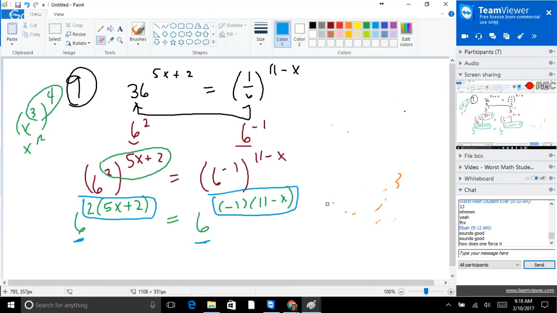Okay, so now we know that since we have the same base, we can just set the exponents equal to each other. We can ignore the 6s, basically. Once we have ones that equal each other, we can ignore the 6.